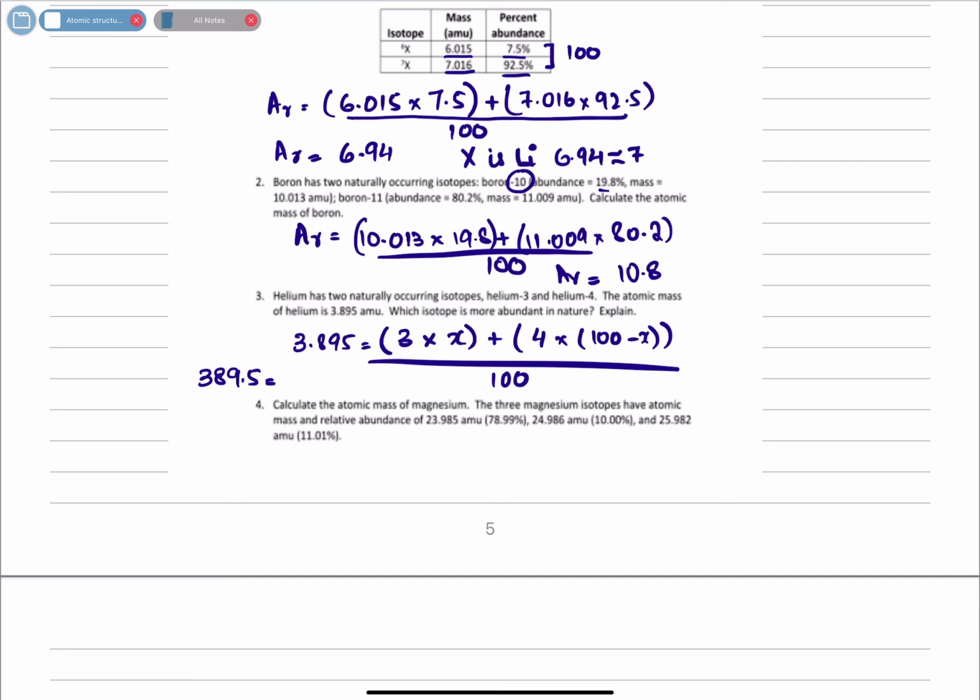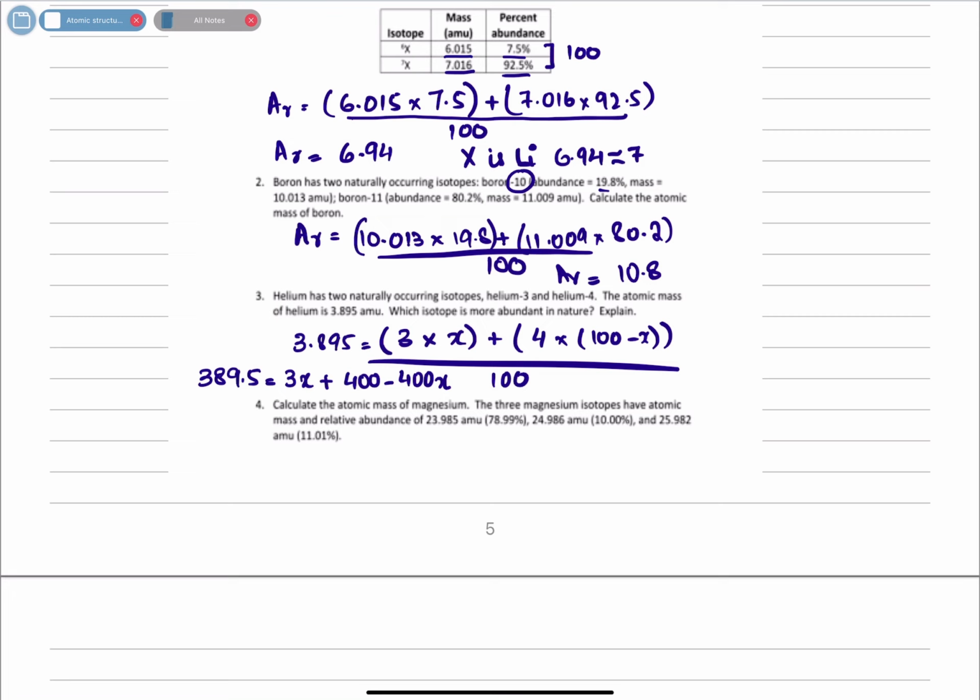So I'm going to solve in bits so that you can easily understand. Plus 400 minus 400x. So this is going to be 400 minus 389.5. This is 10.5, and then on that side you're going to say this is going to be 400 minus 3x, divided by 400 minus 3. So when you solve for this, you will get the value of x.